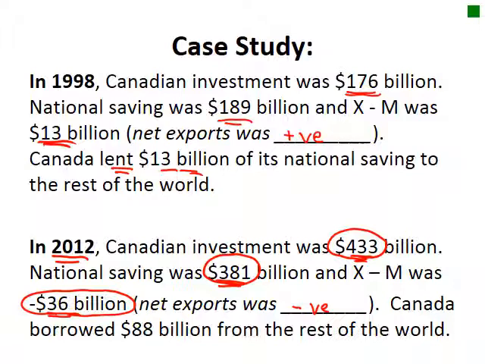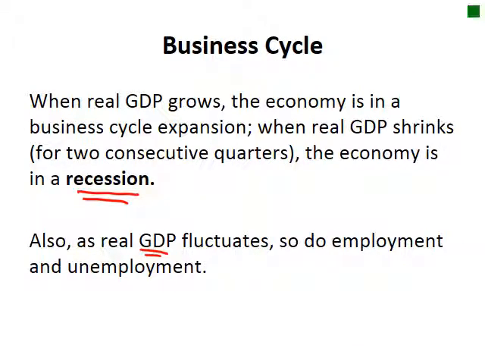Now, why was it $88 billion? Number one, we had to borrow the $36 billion because we were importing more than exporting. But then we needed to borrow again because the Canadian investment exceeded what we had from national savings. So we had to borrow that difference as well.